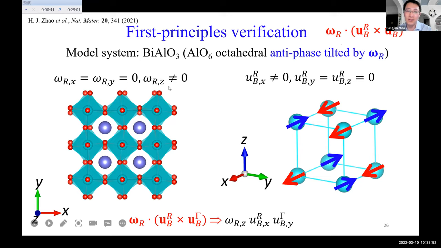Then, given the antiphase tilting along the Z direction, we impose some antiferroelectric dipole patterns in such a way, an R-type structure along the X direction. Because of the coupling, omega R is along Z, omega Rz is non-zero, and U R is along X. So this coupling implies omega Rz, then U Rx, then U gamma y. It means if there is antiphase tilting along Z and antiferroelectric distortion along X, because of the coupling, there must be some ferroelectric distortion along the Y direction. So this is our proposal for how to verify that by first principles.